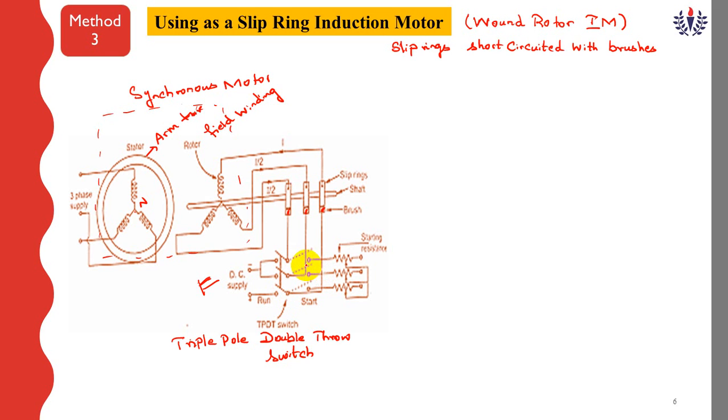Now all these slip rings will be connected with the other end of the switch, which will be connected with the three resistances. This is series resistance, another name called a rheostat. Three rheostats will be connected in series for variation. The concept is very simple here.